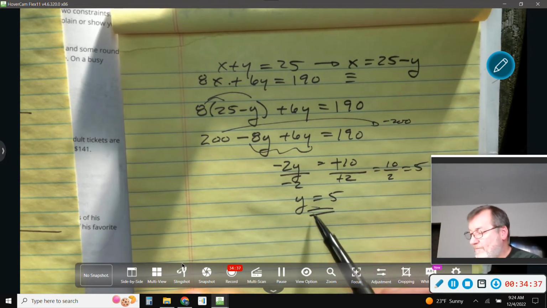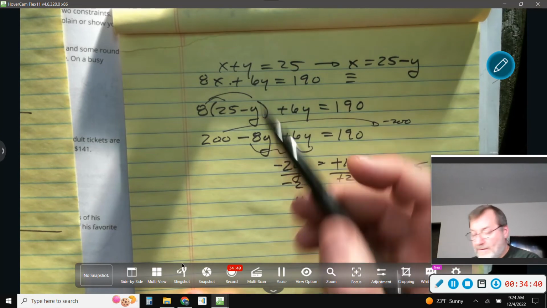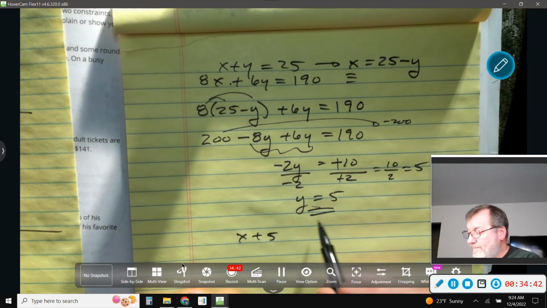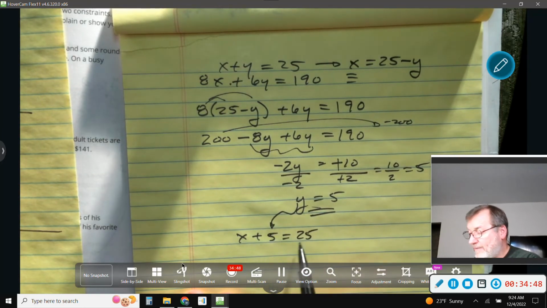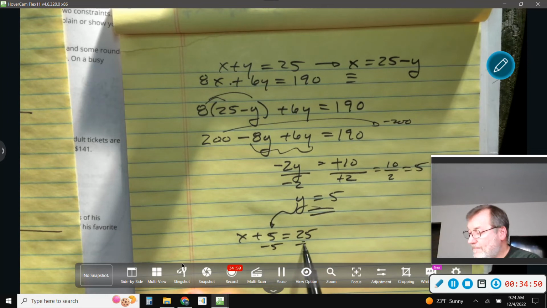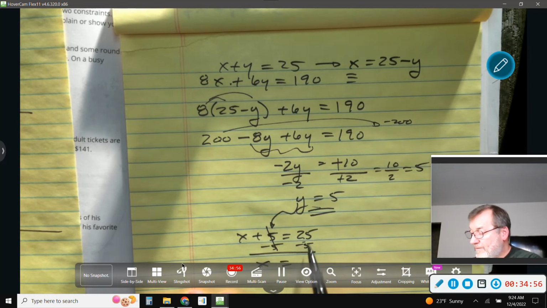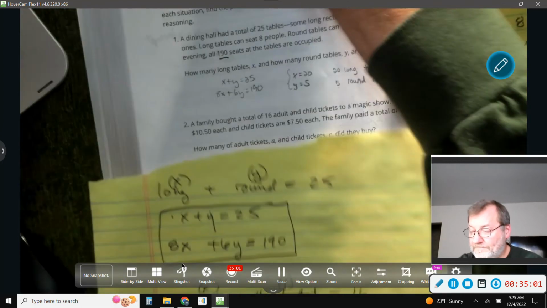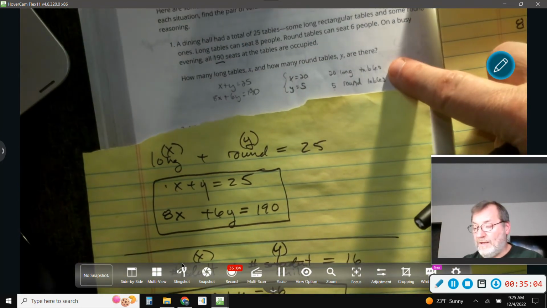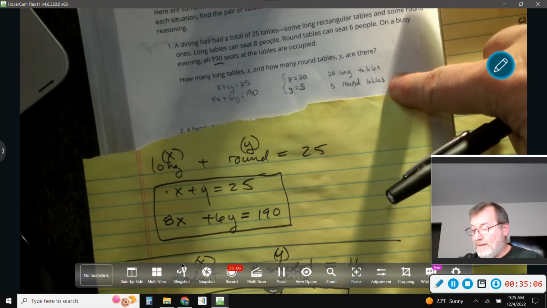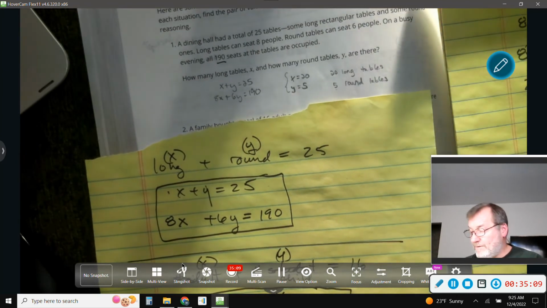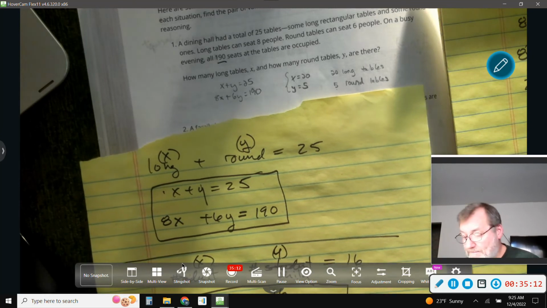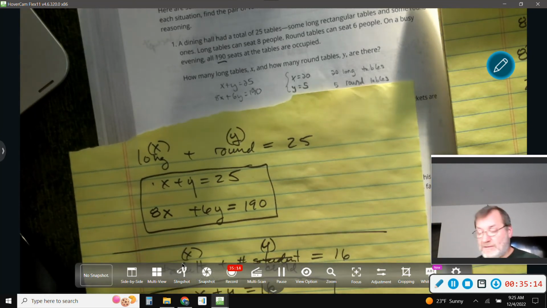Well, if y is 5, you go right back up here at the top. X plus 5 equals 25. Subtract 5 from both sides. This goes away and you just have the x. And 25 minus 5 is 20. So I have 20 long tables, which is the x's, and 5 round ones. So there you are. There's your answer. Substitution. All right. So let's try the next one.